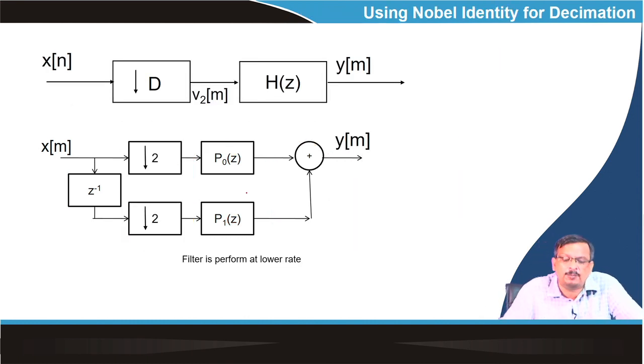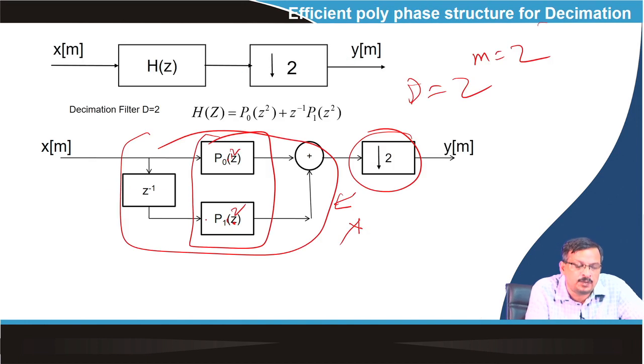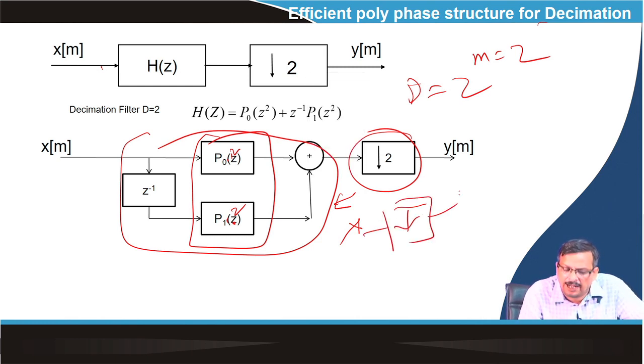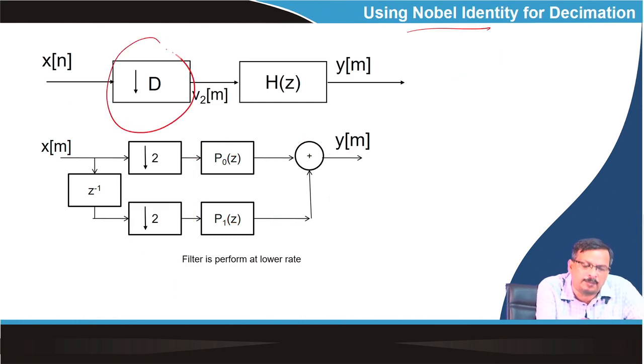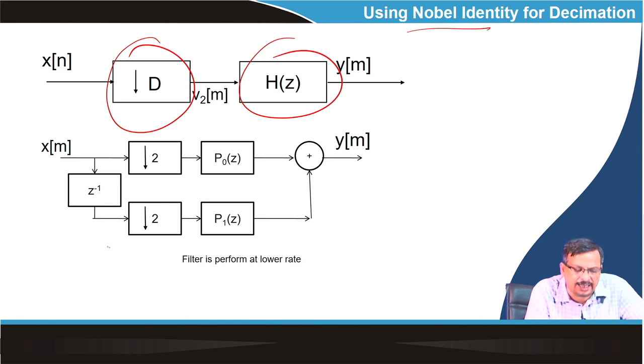Okay. Similarly, for decimation, if I use the Noble identity here, filter then downsampling. The Noble identity allows me to first downsample the signal and then filter. So, I use that Noble identity, first downsampling and then filtering.